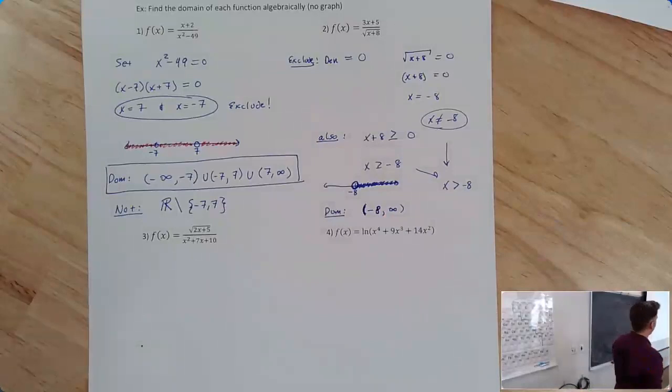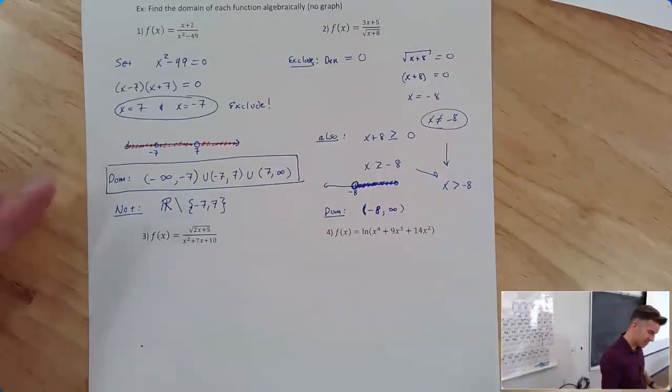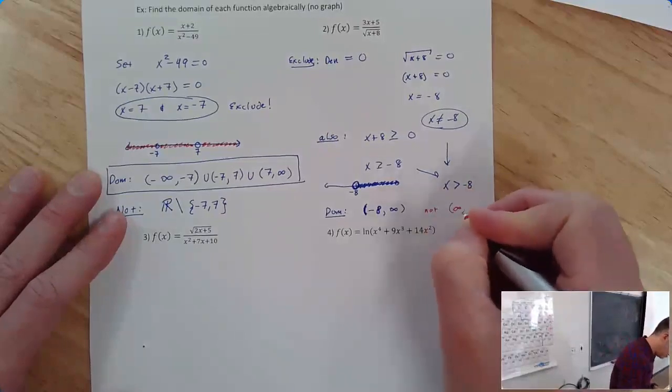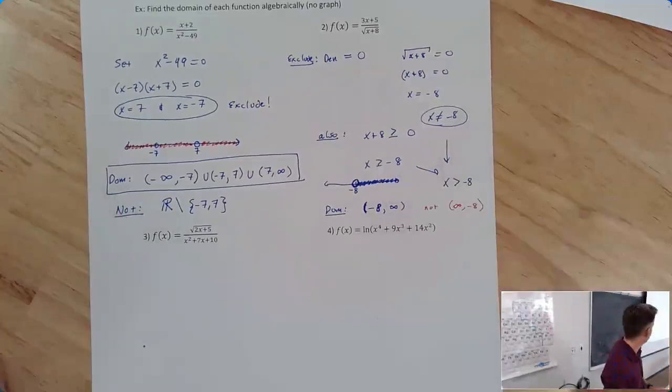One thing I will caution against: we always write the smaller or more negative numbers on the left and the bigger or more positive numbers on the right. So it would be considered incorrect to write this as infinity to -8, because we want to write the bigger numbers on the right and the smaller numbers on the left.